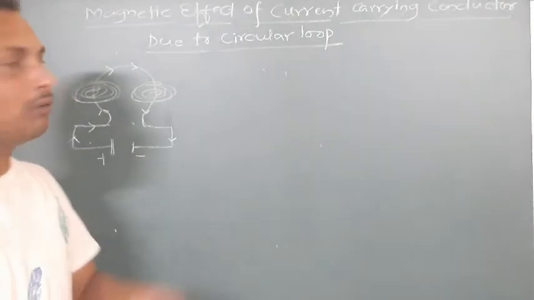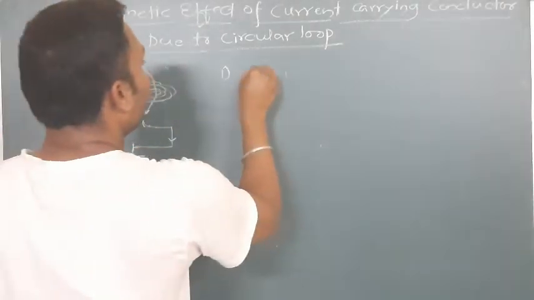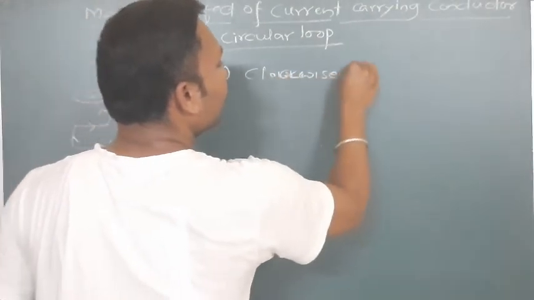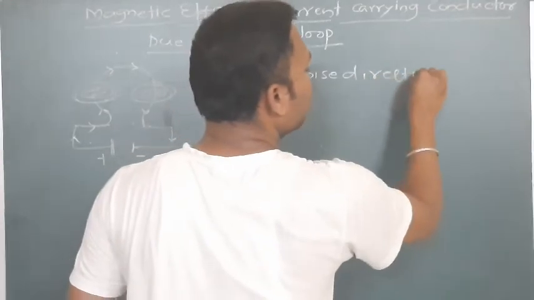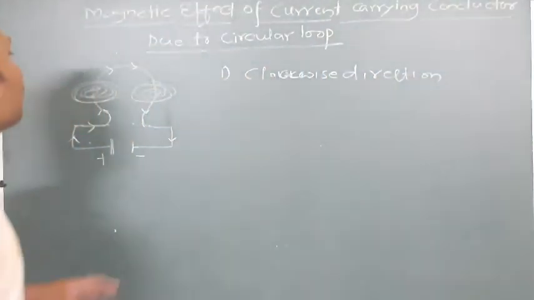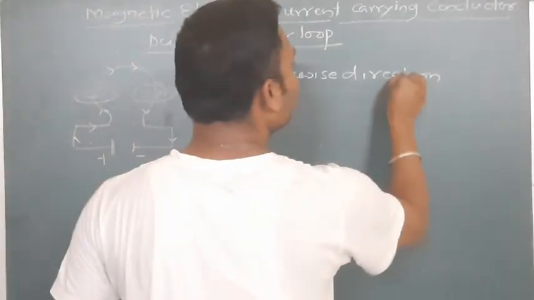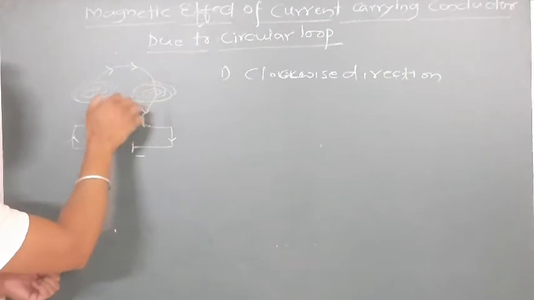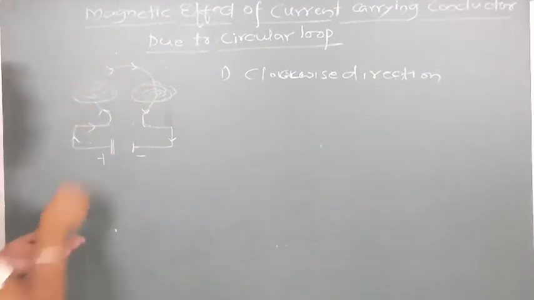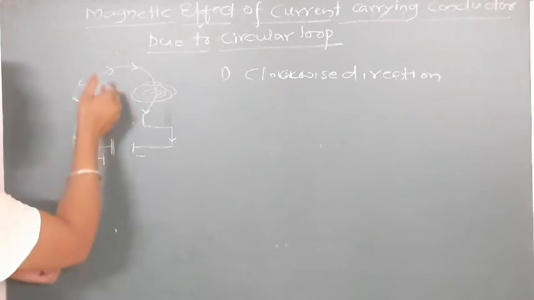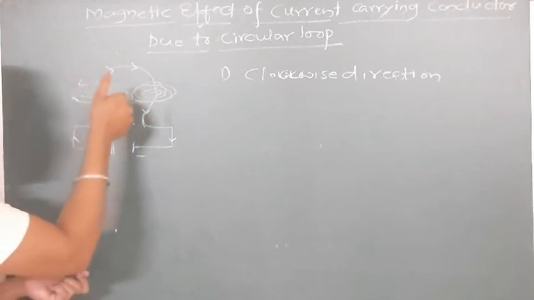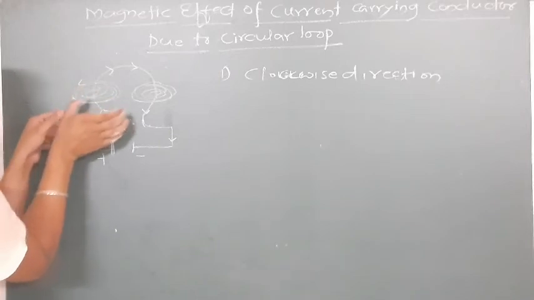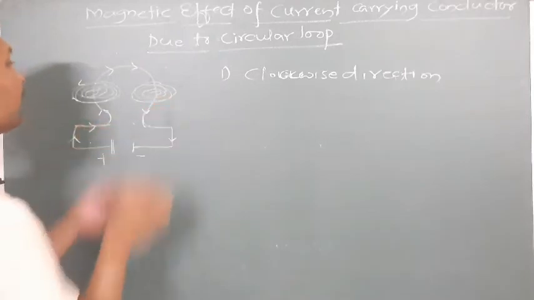So for the clockwise direction, we know it very well. For the clockwise direction, if the current is flowing here, this LHS side is outside. Outside in the sense that these wrapped fingers are going inside or outside? They are going inside. We know it very well.